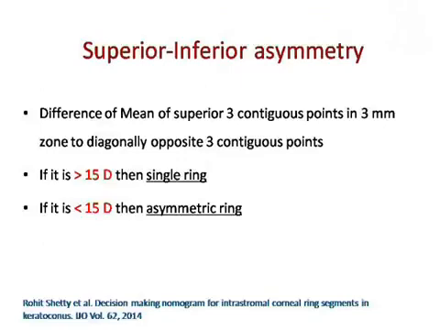Superior-inferior asymmetry is also important in planning a single ring or asymmetric ring. How do we find this? We have to take the difference between the mean of three contiguous points superiorly in the 3 mm zone and the three diagonally opposite contiguous points. If it is more than 15 diopters, then we have to use a single ring. If it is less than 15 diopters, then an asymmetric ring can be used.